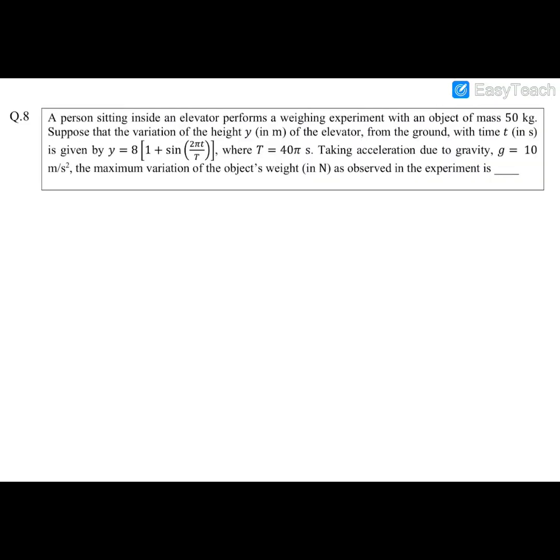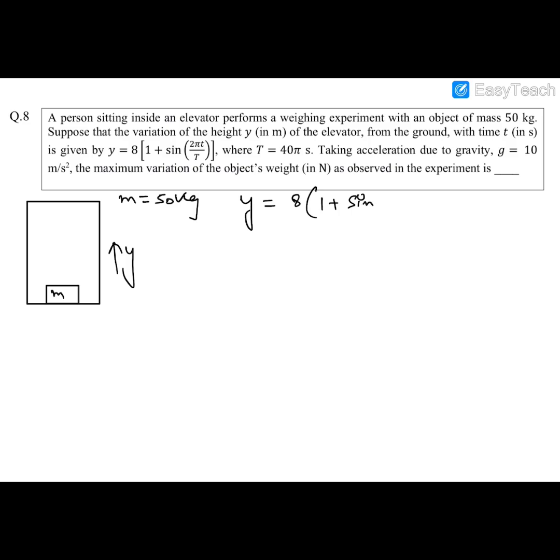In this question, you can see that there is a person sitting inside an elevator, and he performs a weighing experiment with an object of mass 50 kg. So let us suppose that there is an elevator and there is an object kept inside the elevator. The mass of the object is 50 kg, m is equal to 50 kg, and the elevator is performing SHM, and the displacement of the elevator y is 8 into 1 plus sine 2 pi t by T.